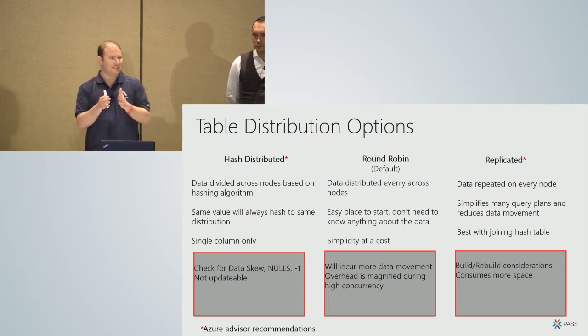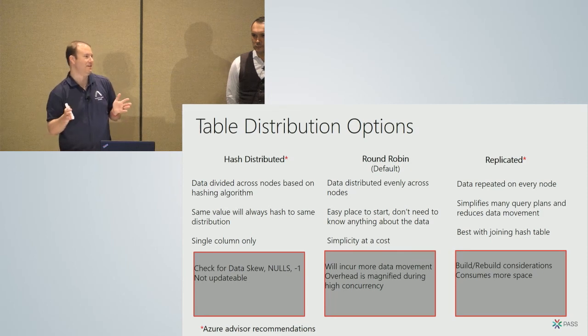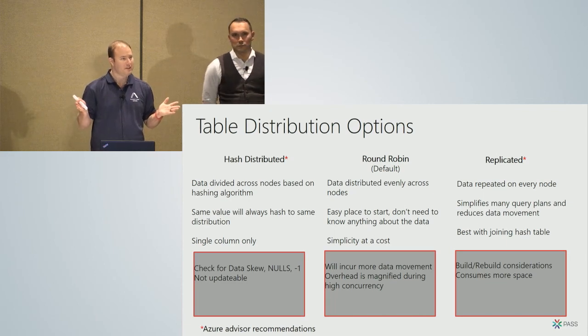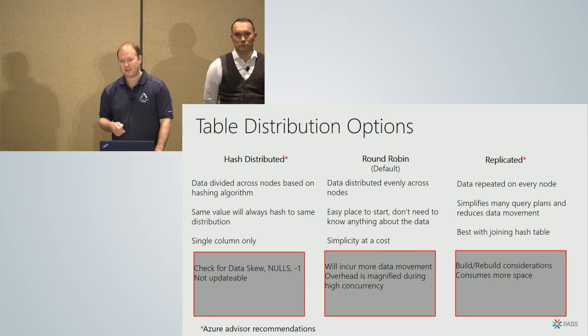You get the simplicity. It's an easy place to start, but at a cost, right? So in high concurrency situations, you're always going to have a lot of data movement there. Maybe great if I just need to ingest extremely large amounts of data really, really quickly, right? It can be optimal for that.